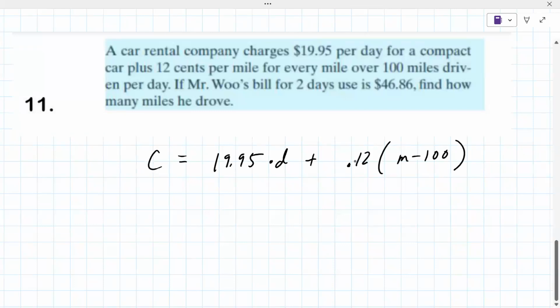This is a piecewise graph, by the way. Have you guys been working on that in class? No, we haven't. Okay. This is a little odd that they're giving this to you.